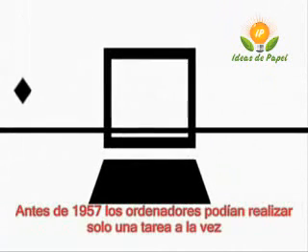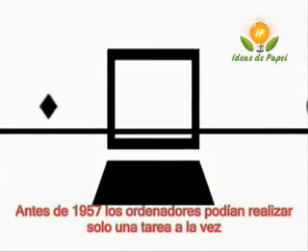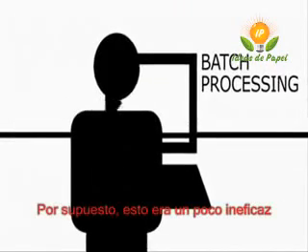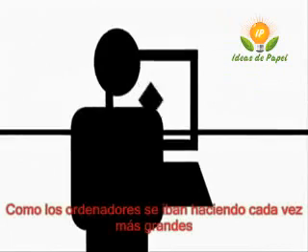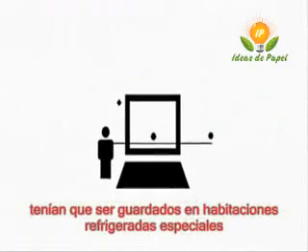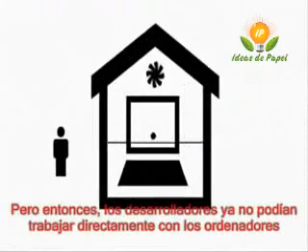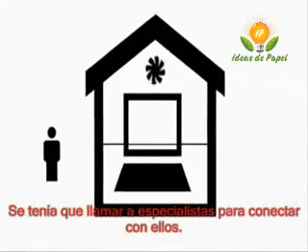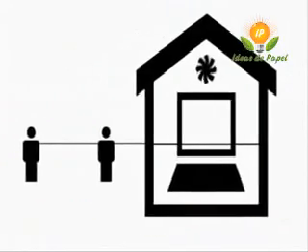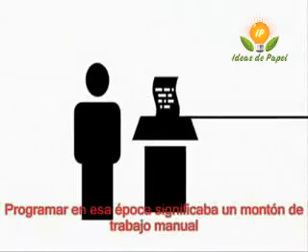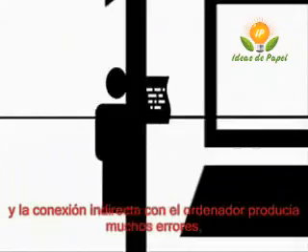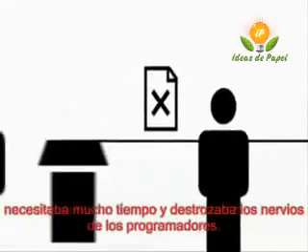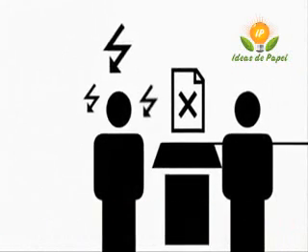Before 1957, computers only worked on one task at a time. This is called batch processing. Of course, this was quite ineffective. With computers getting bigger and bigger, they had to be stored in special cooled rooms. But then the developers couldn't work directly on the computers anymore. Specialists had to be called in to connect them. Programming at that time meant a lot of manual work, and the indirect connection to the computers led to a lot of bugs, wasting time and fraying the developers' nerves.